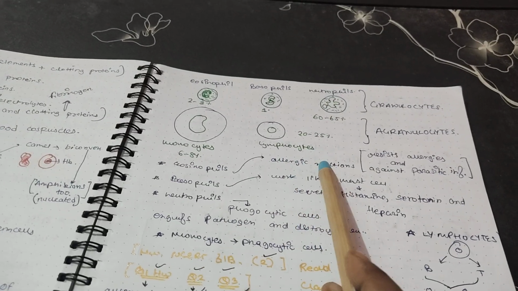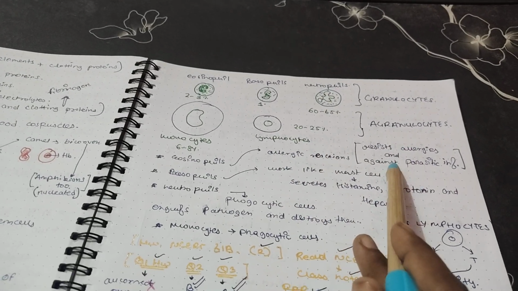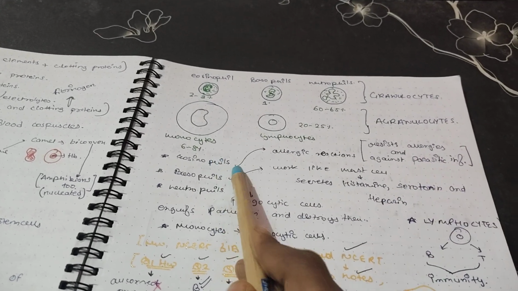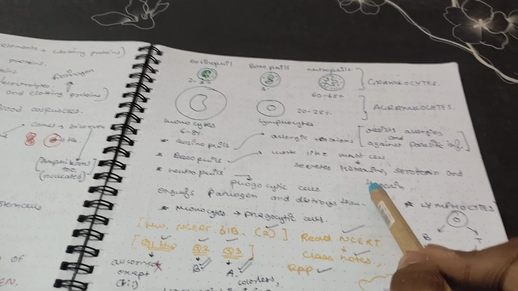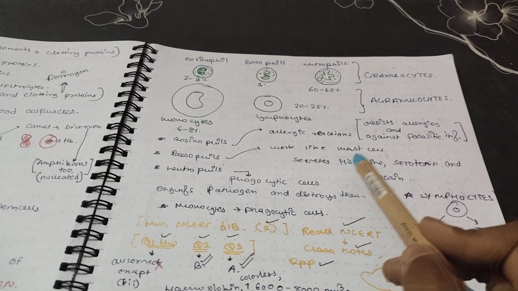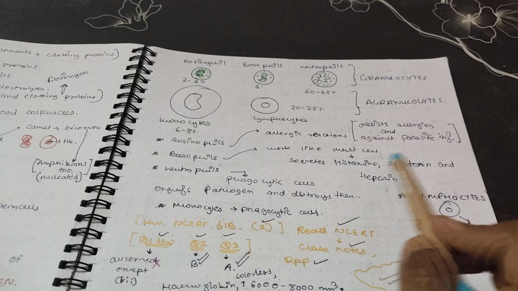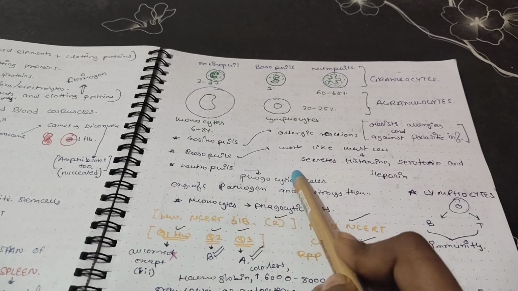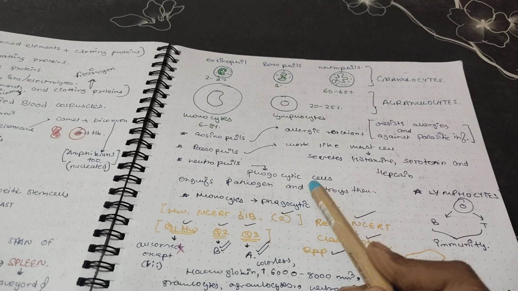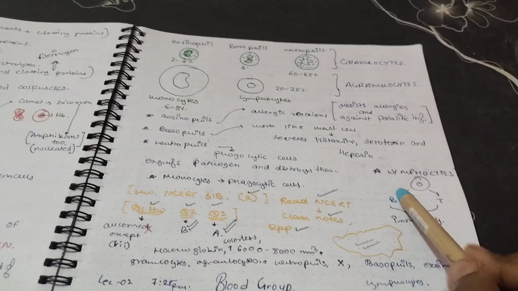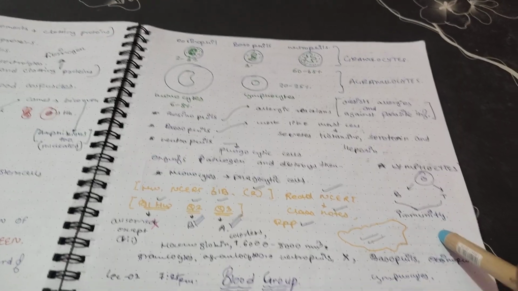Eosinophils help in allergic reactions, they resist allergies and are against parasitic infections. Basophils work like mast cells, as we read while we were learning tissues. Mast cells secrete histamine, serotonin, and heparin, so do basophils. Neutrophils are phagocytic cells, they engulf the pathogen and destroy them. Monocytes are also phagocytic, and lymphocytes are of two types, B and T, they both work on immunity.